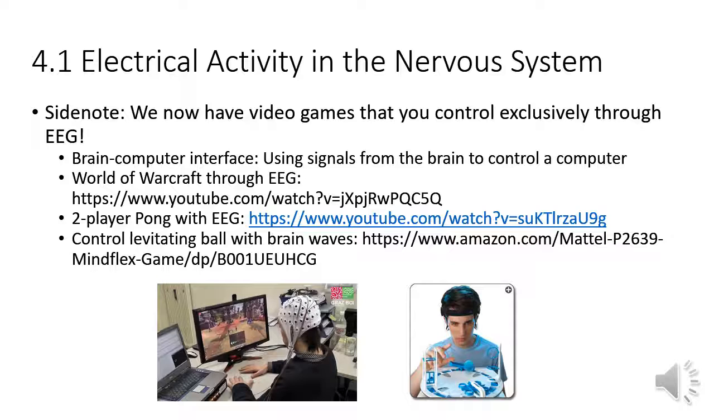And then some labs, this is not available for commercial use, but some labs, I think in Barcelona, have created a system where you can play World of Warcraft and two-player Pong and things that are a little more complex using EEG signals. And this is called brain-computer interface, when you use signals from the brain to control a computer. It's an area of research that's becoming more and more popular, and they're coming up with more and more ways to use it.